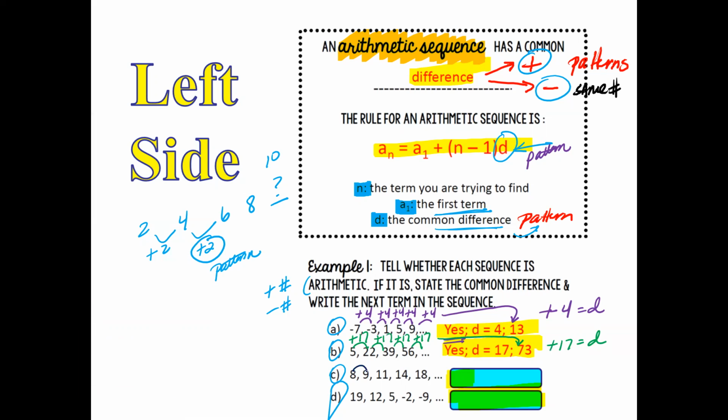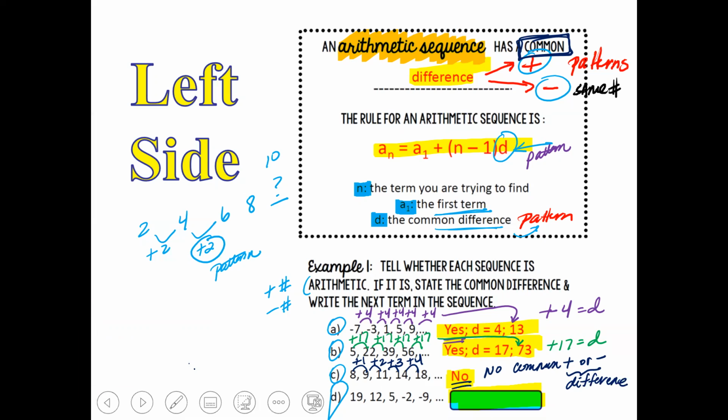C, you're going from 8 to 9, so that's a plus 1. 9 to 11, which is a plus 2. 11 to 14, which is a plus 3. And then from here, you go to a plus 4. This right here is not an arithmetic sequence because it does not have a common. Keyword is common. It does not have a common addition or subtraction or a common difference. So the answer is no, it's not arithmetic.